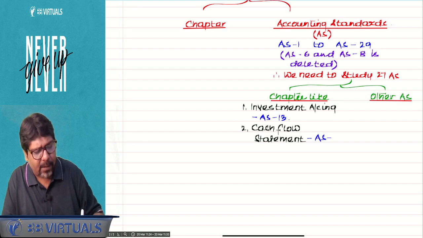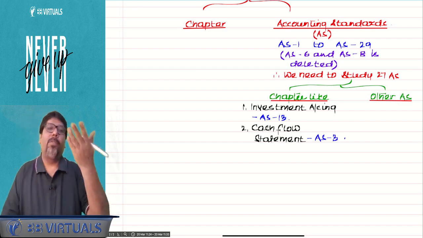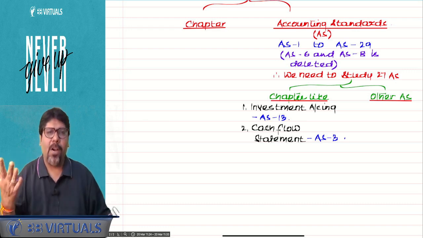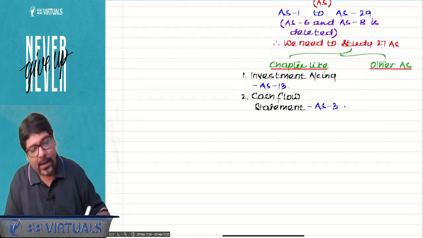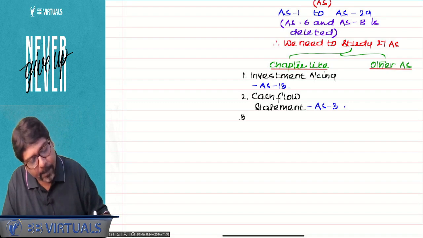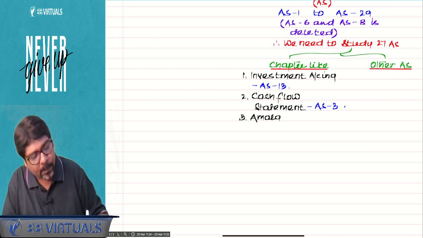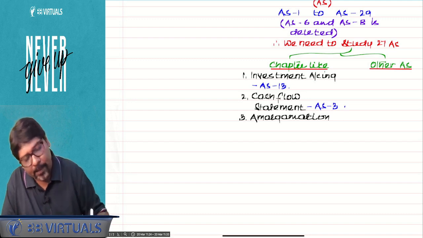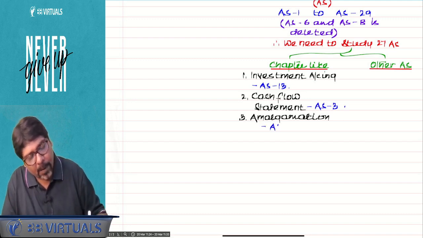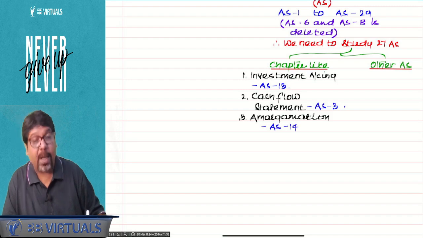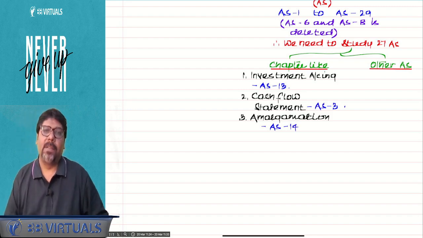Sir, we studied this in 12th also. You will teach. Correct? Yes, we are geniuses in this. Number 3 is amalgamation. It is AS 14. Amalgamation of companies.